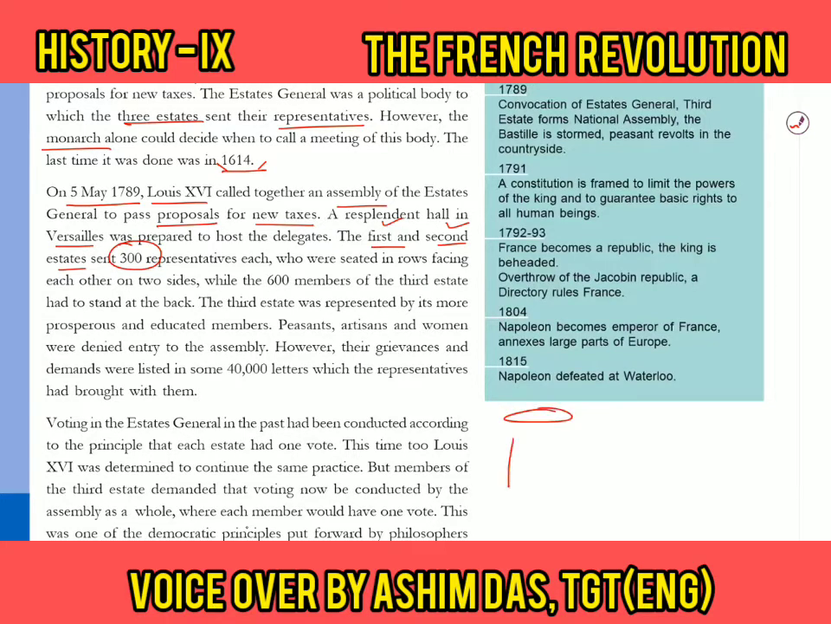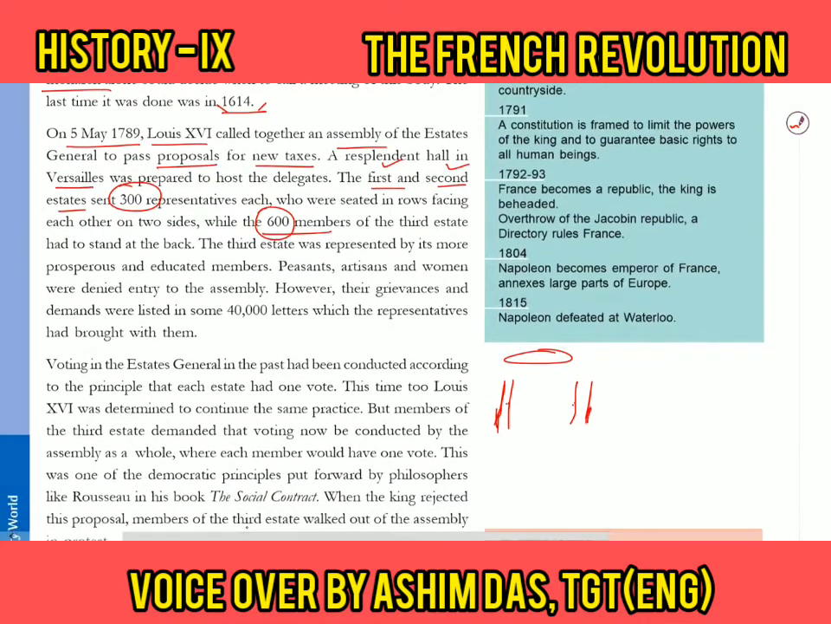You can see here how it is drawn, and this is how they were sitting against each other on two sides, while the 600 members of the third estate had to stand at the back. They were not even allowed to sit, though they were 600 in number. So altogether there were 1200 representatives, and this is how they stood behind the first estate and the second estate.